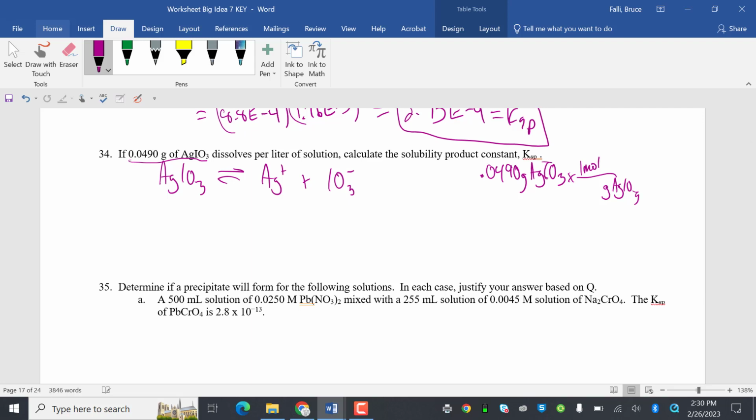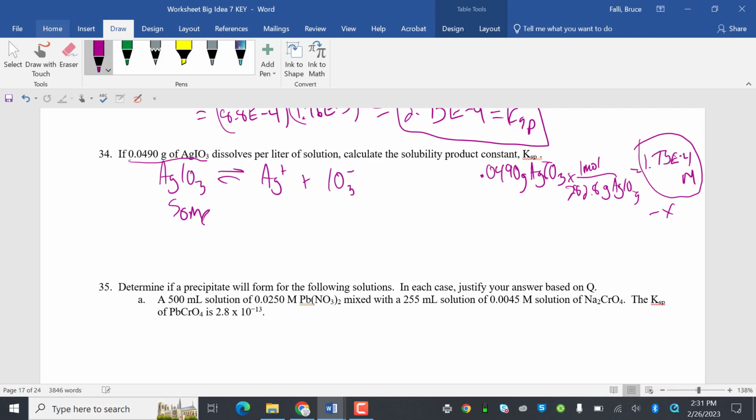Silver is 107.9 plus iodine 126.9 plus 48 is 282.8. So 0.0490 divided by 282.8 is 1.73 E negative 4 molar. Okay, so that's going to be minus X. That's my molar solubility. That's going to be minus X.